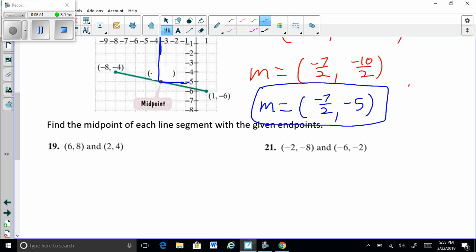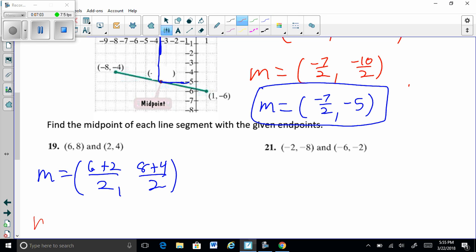So let's see, I guess we can try 19. So you add the x's together, so 6 plus 2 divided by 2, 8 plus 4 divided by 2. So then let's see, now we're going to have 8 divided by 2, 12 divided by 2. So that should end up giving us 4, 6. Pretty basic. I'm not even going to bother with 21. You can try it on your own if you want, but I think once you do a couple of these, you should be in good shape.